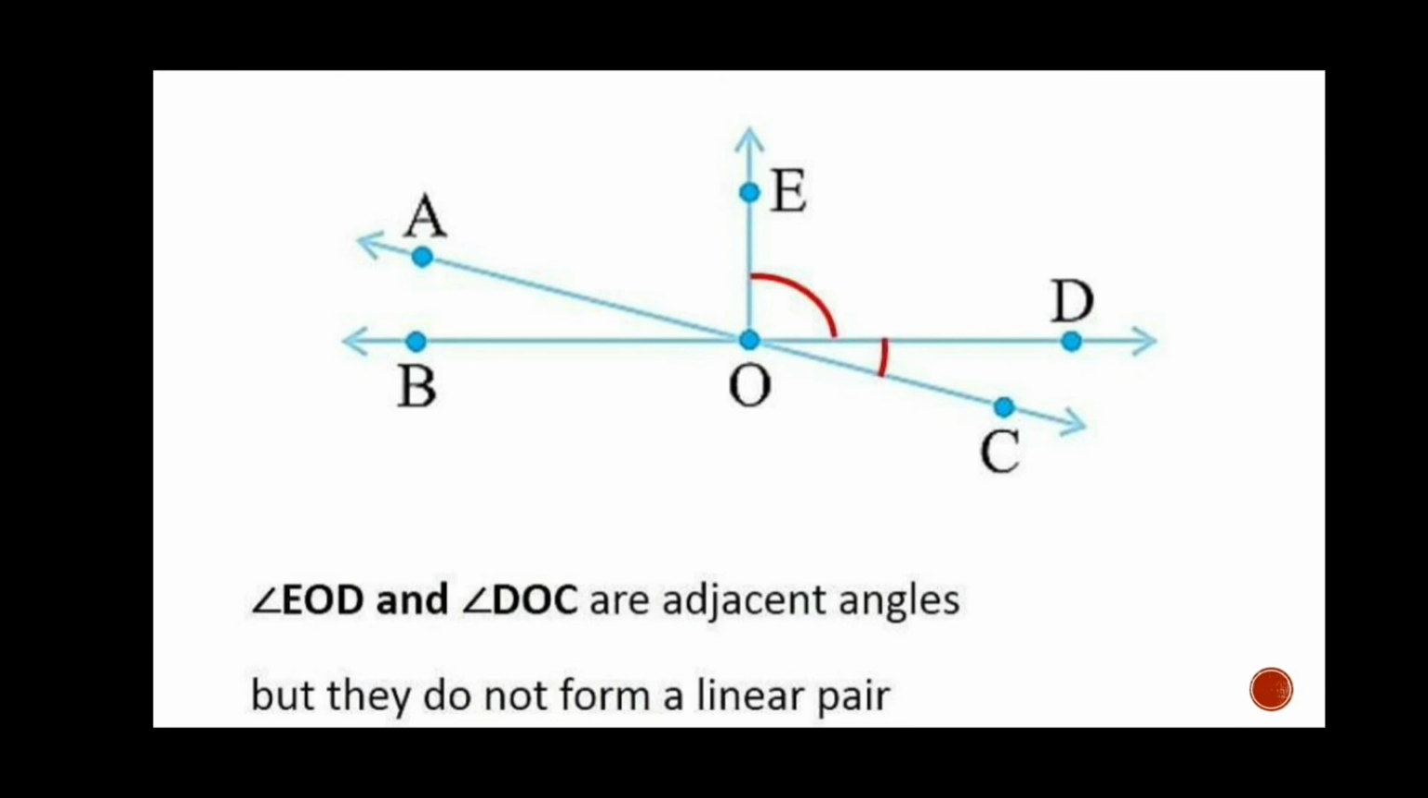Now again you can see that one more pair we have which are adjacent but not forming a linear pair. You see from the figure angle EOD, and angle DOC, this angle, they are also adjacent. They have a common vertex, a common side and are not overlapping, but they are not making a linear pair because their non-common sides are not opposite to each other. So in all we have seen that there are three pairs of adjacent angles which are not forming a linear pair.